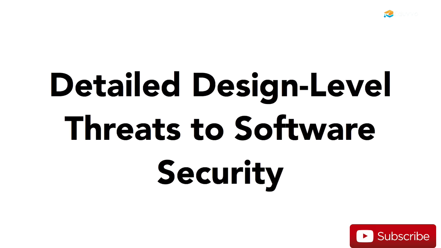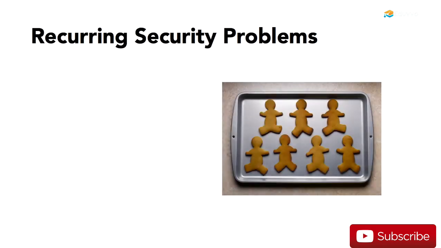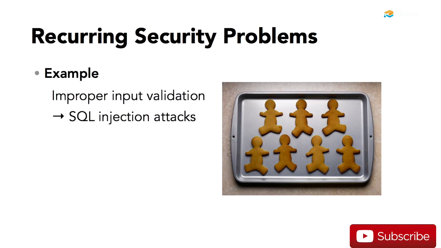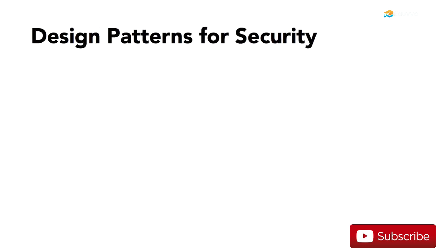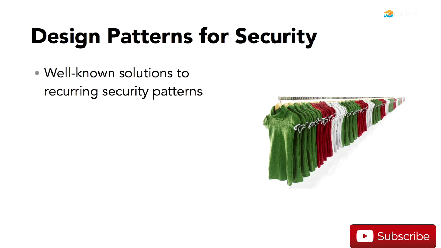It is often the case that organizations solely focus on secure coding to improve software security. However, secure design is more fundamental and could have an even bigger impact on software security. Software developers often face recurring security problems. For example, improper input validation makes software vulnerable to attacks such as SQL injection attempts. There are usually well-known solutions to these recurring security problems an individual developer can quickly adopt. These well-known solutions are referred to as design patterns for security.